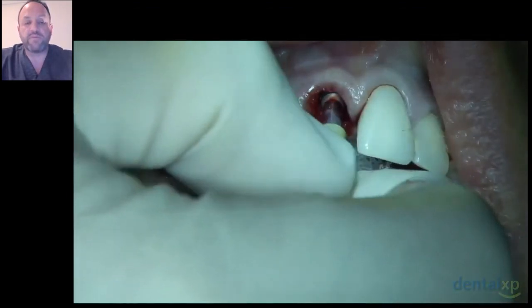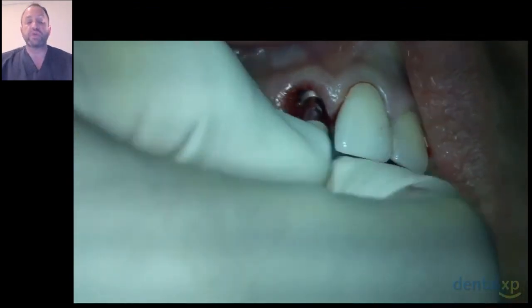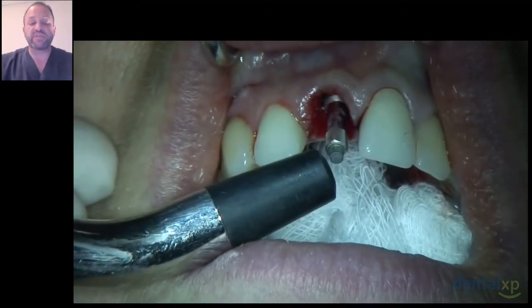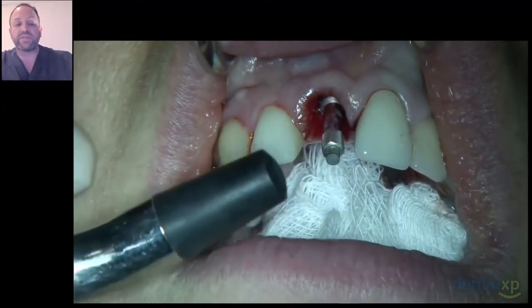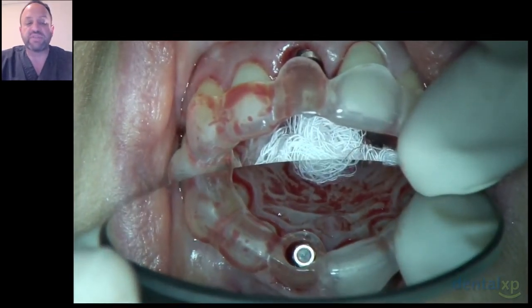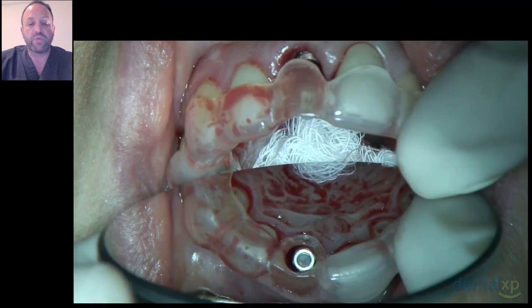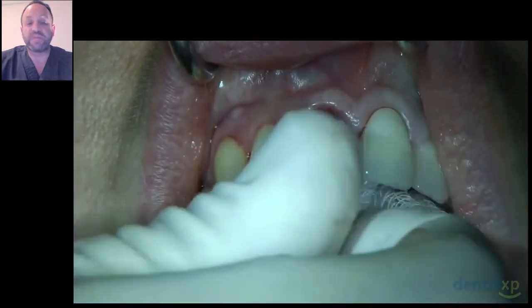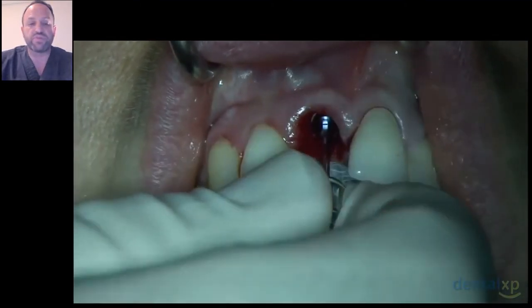But before we do that, we're just going to check the ISQ and make sure that the ISQ levels, as described by Peter Moy, are around 70 to 75 before we do immediate load. We can also check with the guide pin in place to see that the implant's in the right position, which it is.